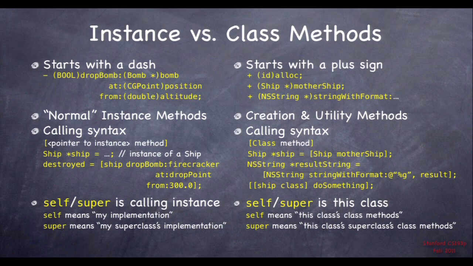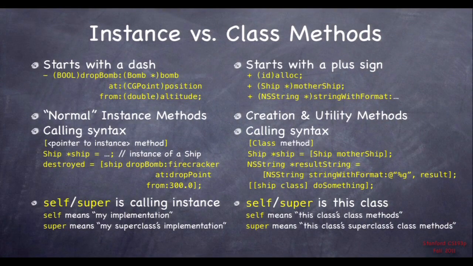In a class method, self means other class methods. So when you send a message to self inside a class method, you can only send class methods, right? So there's no instance. Self is not an instance, it's just the class. And super, same thing. You're sending a class method, but starting with your superclass's implementation. Question?